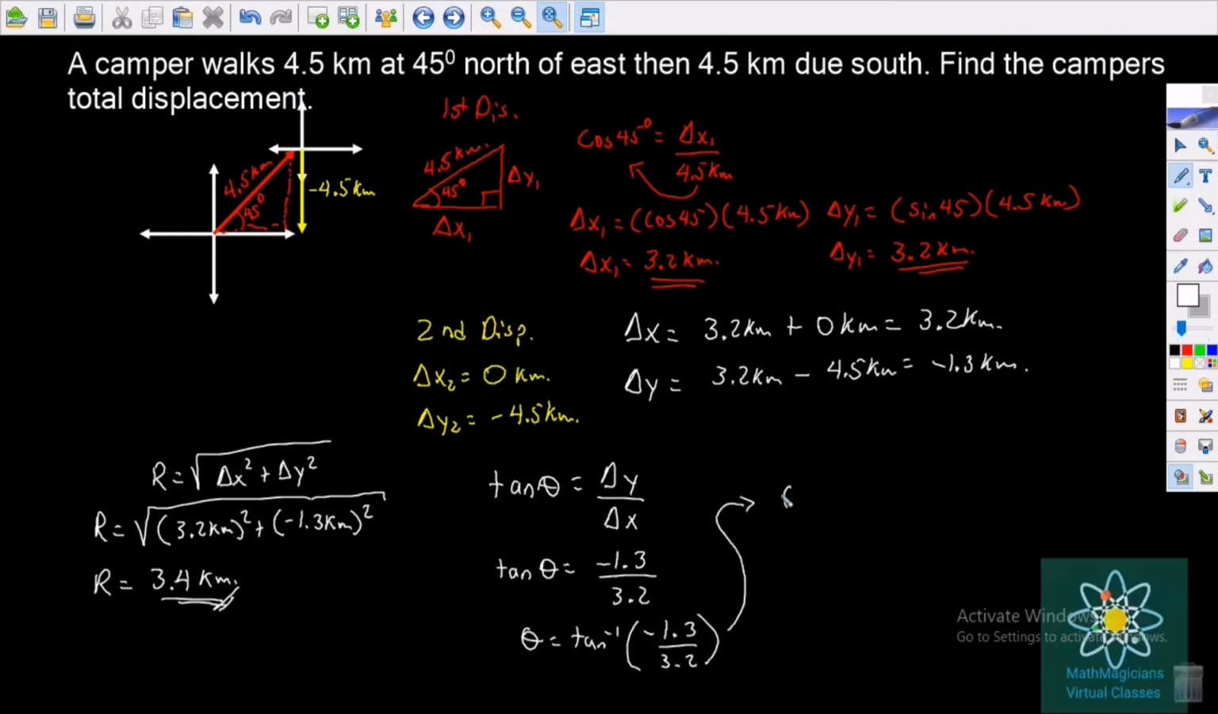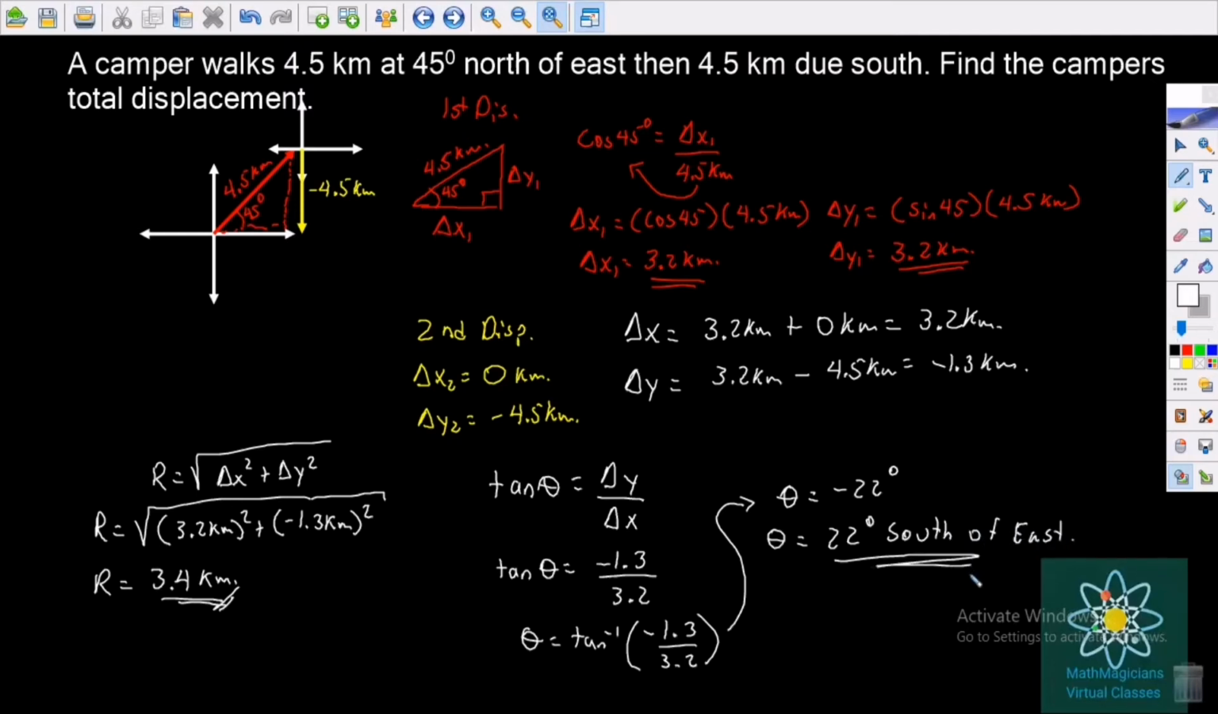The angle is equal to, we plug this in our calculators, negative 22 degrees. If it's negative 22 degrees, it's because it's not moving north anymore, it's moving south. And it was east, so this would be 22 degrees south of east.